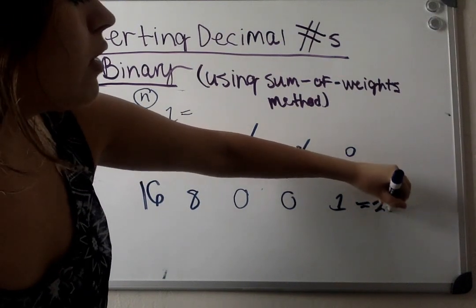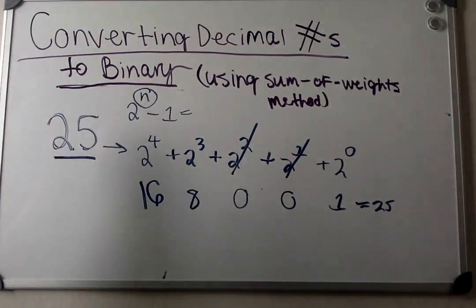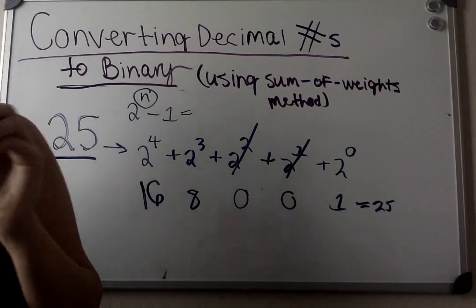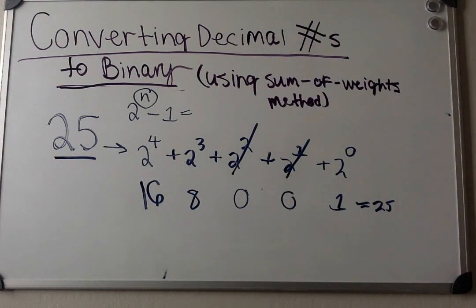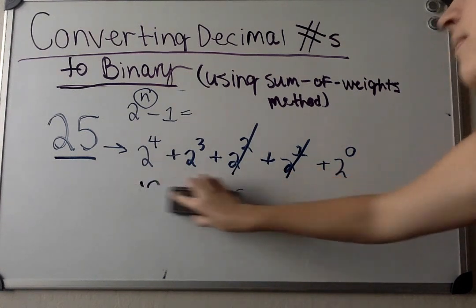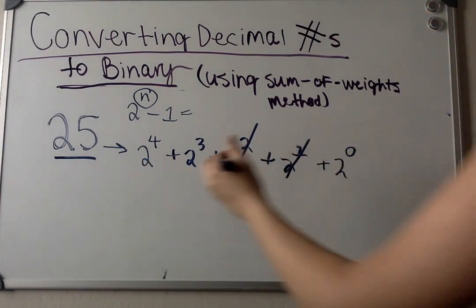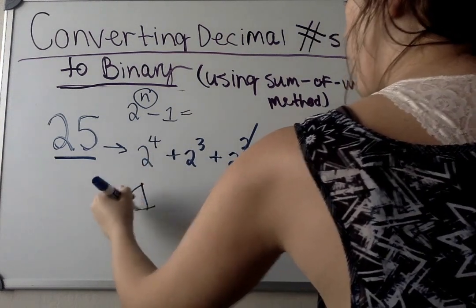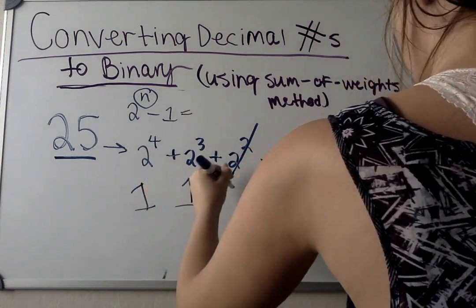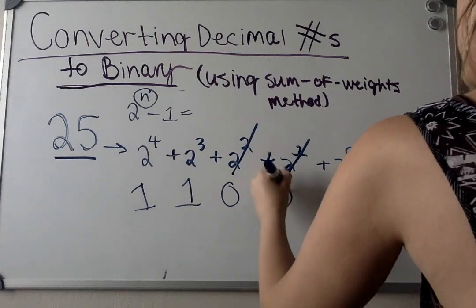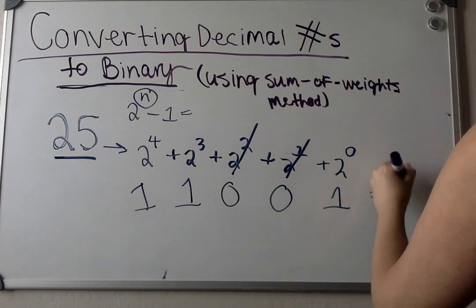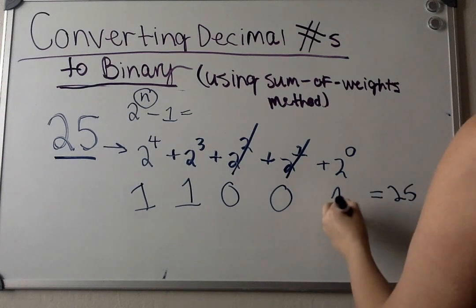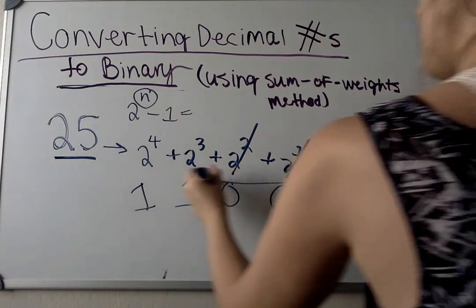So we are now going to write this in binary. And I need my eraser. Alright, in binary, it's going to be 1 for every number that did fit and 0 for every number that didn't. So for 25 in binary, we get 1, 1, 0, 0, 1.